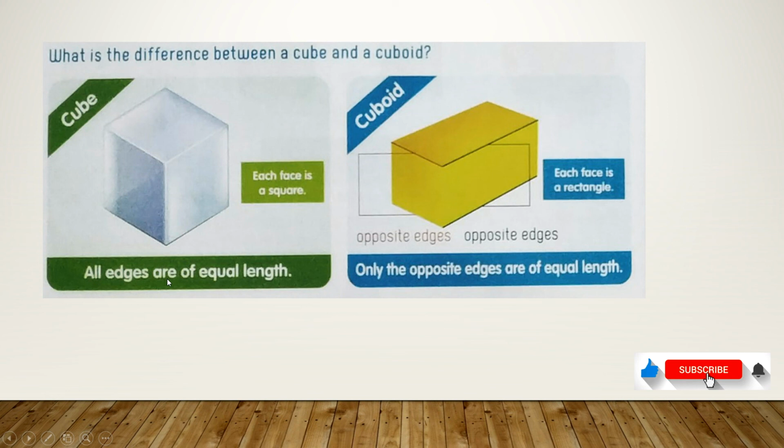Another difference is that all edges are of equal length in a cube. These are the edges: 1, 2, 3, 4, 5, 6, 7, 8 and 9, and on the backside there are 3 edges. All these edges are of equal length, but in a cuboid only opposite edges are of equal length. In this cuboid, this edge and this edge are opposite edges because they are in front of each other, so these edges are equal. This is the opposite edge for this rectangle, so these edges are also equal.